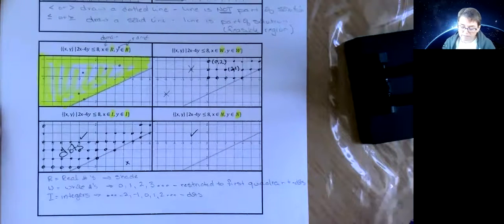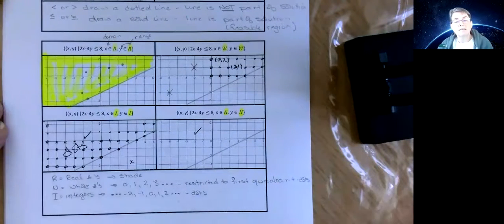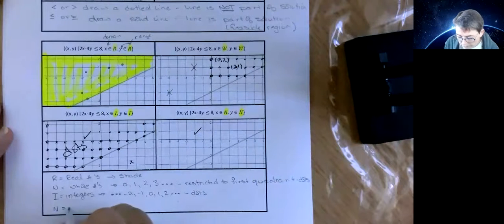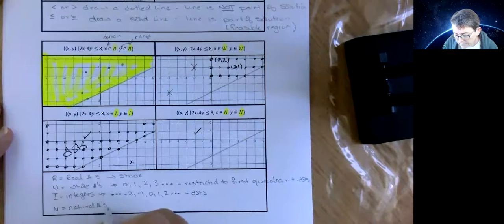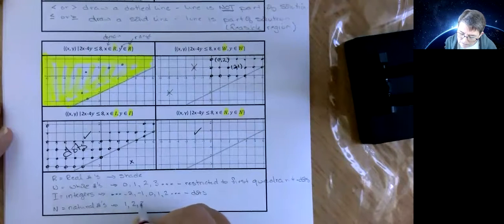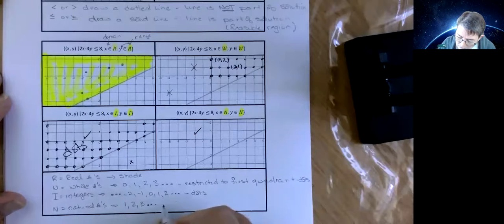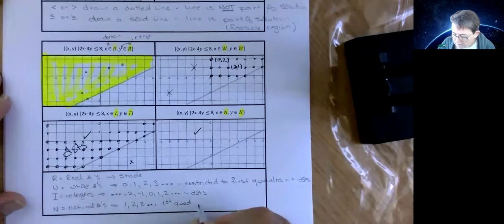All right, last one. N, what was N for? N is equal to natural numbers. And those are your counting numbers. So 1, 2, 3. So they're almost the same as whole numbers, but you don't get to include 0. So first quadrant, no zeros.